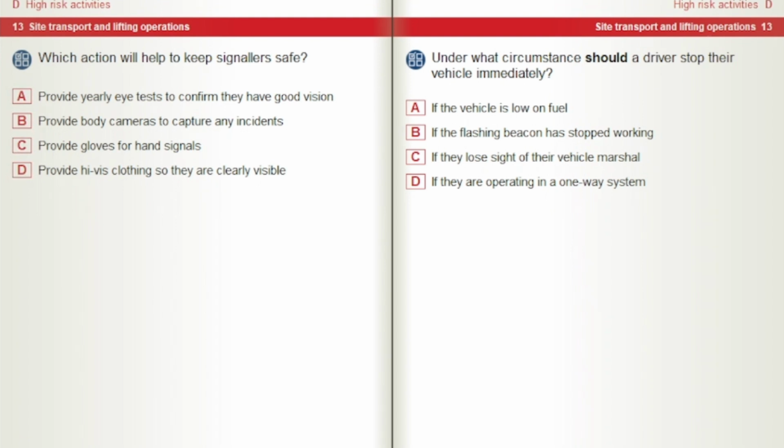Under what circumstance should a driver stop their vehicle immediately? If the vehicle is low on fuel. If the flashing beacon has stopped working. If they lose sight of their vehicle marshal. If they are operating in a one-way system.